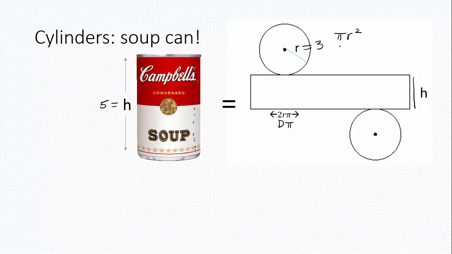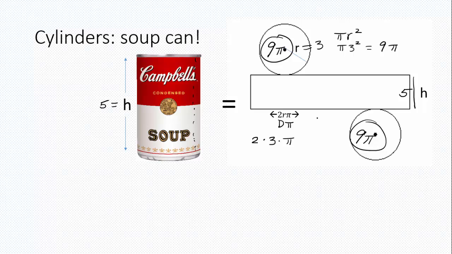We've got pi times 3 squared, which equals 9 pi. So the area of each circle is 9 pi. And those are done. I'm going to do the whole problem in terms of pi. So now we've got the rectangle. The height is 5, and we don't know the base yet, so let's figure that out. We've got 2 times the radius times pi, so this is 6 pi. 6 pi times 5 is 30 pi altogether. So that's the area of the rectangle.